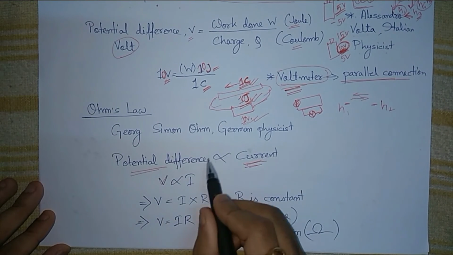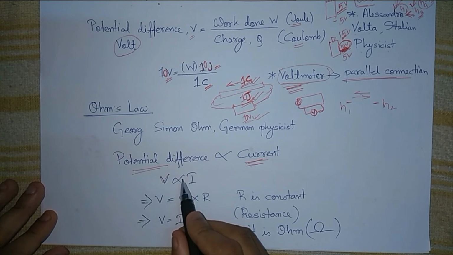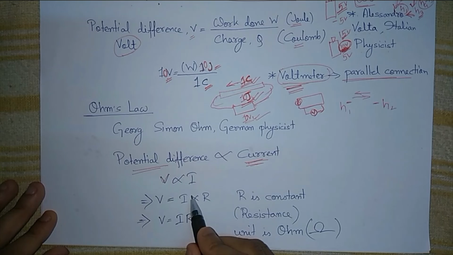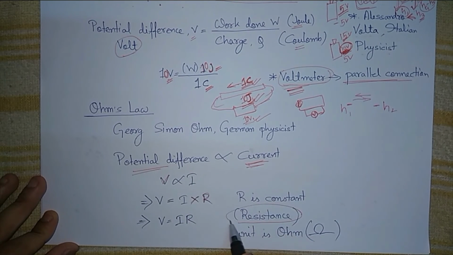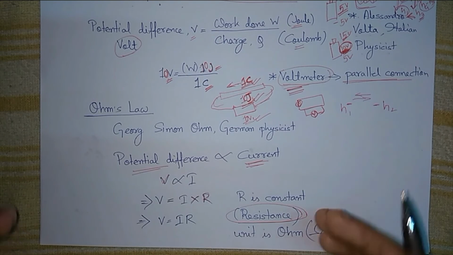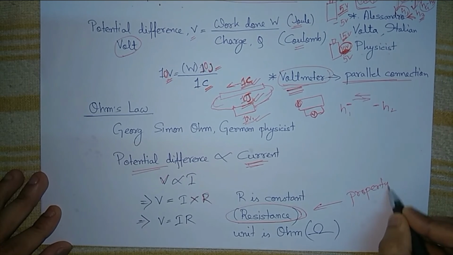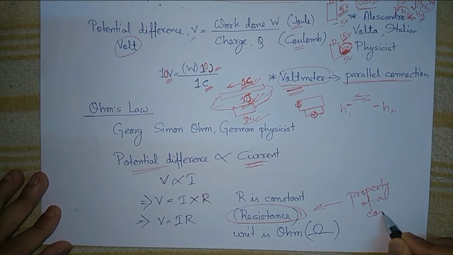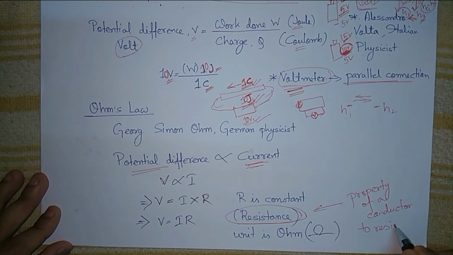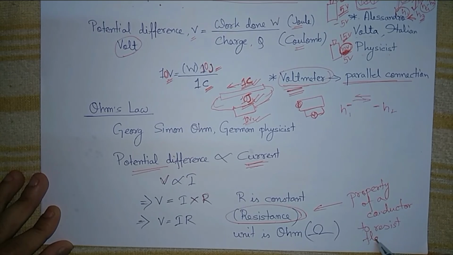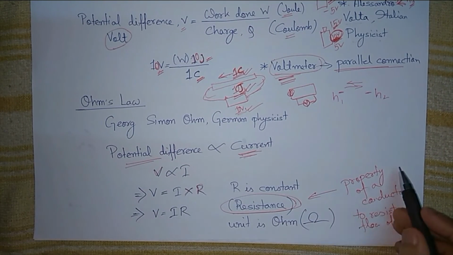Potential difference must be increased to get more current. So potential difference is directly proportional to I, current. We all know that to remove this proportionality, we can multiply I by a constant. R is a constant known as resistance. Resistance means resist. It is the property of a conductor to resist flow of electrons. Remember, it is the property. Resistance is the property of a conductor.